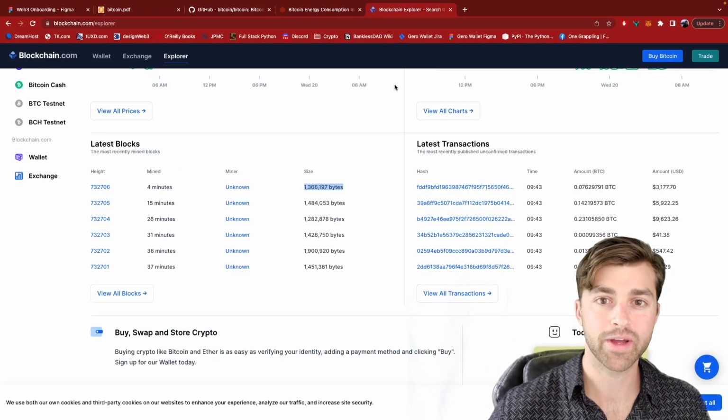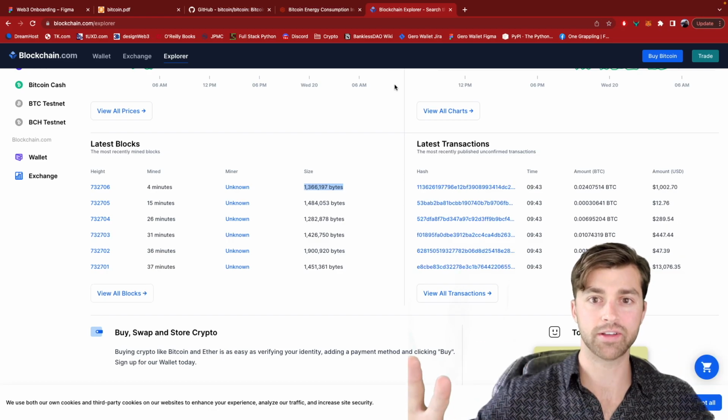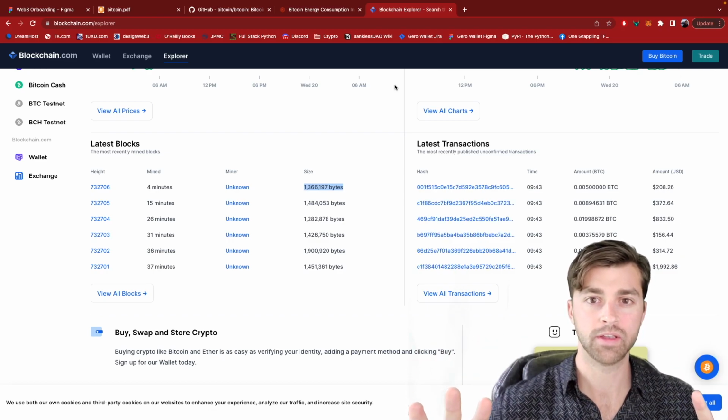So I've showed you how the Bitcoin blockchain is distributed. It's decentralized across global nodes. This is good.